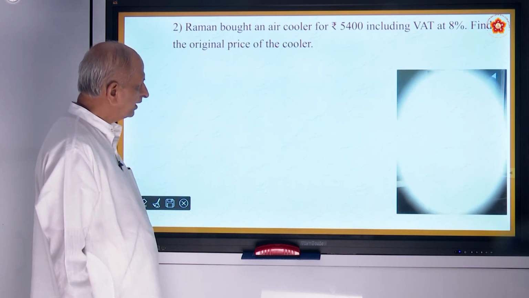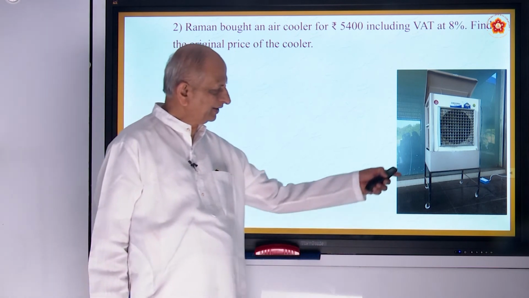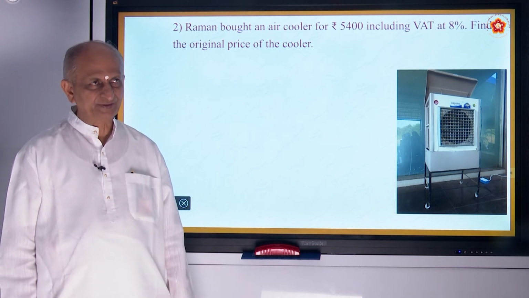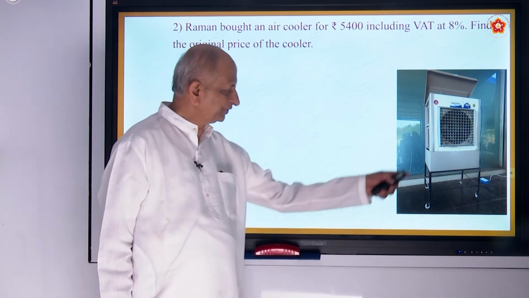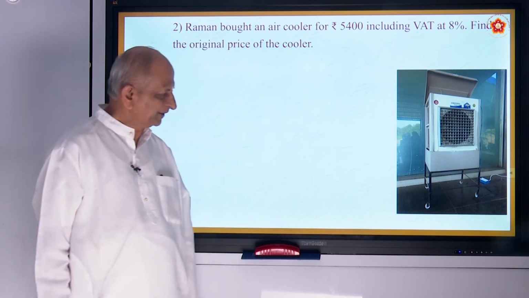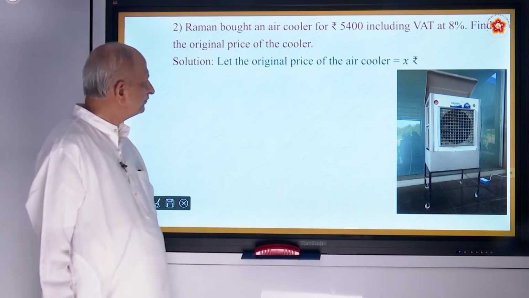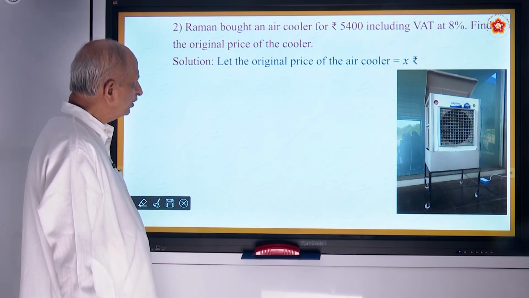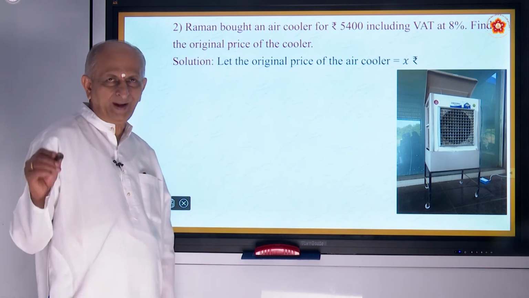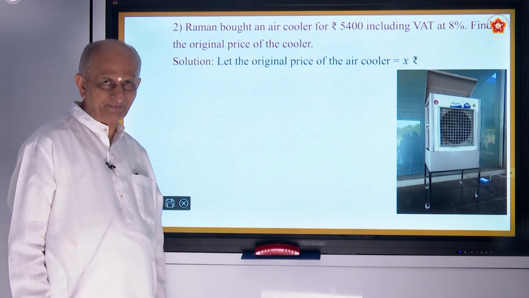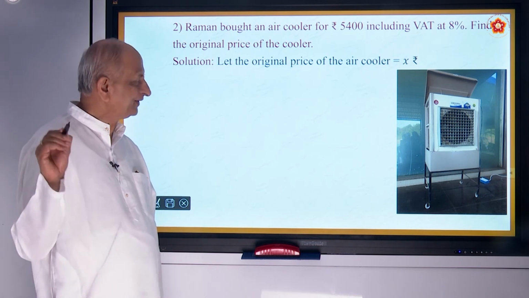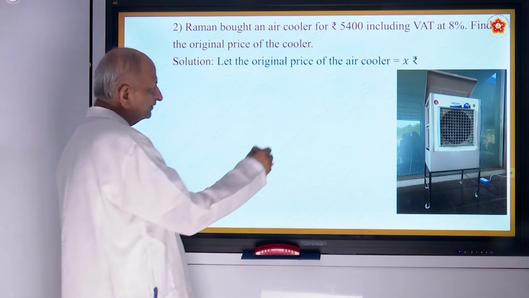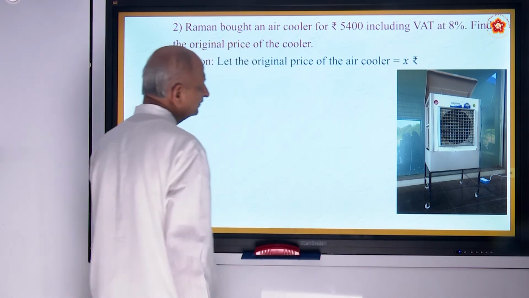Raman brought an air cooler, especially in the summer season and also in the hot places. They use this water cooler which keeps the atmosphere cool. Here, rupees 5,400 including VAT. What is VAT? Value added tax. Come on, tell 5 times. Value added tax, 8%. Find the original price of the cooler. So we will take it as X rupees. Original price.